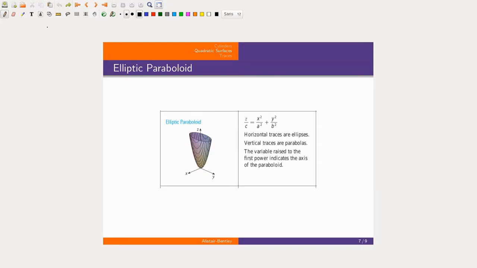The final quadratic surface that I'd like you to be familiar with is that of the elliptic paraboloid. Now, the key feature of the equation for the elliptic paraboloid is that 2 of the variables are going to be quadratic, while the third component is going to be linear. So in the example equation presented here, we can see that the x and y terms are quadratic, while the z component is linear. And it turns out that the linear variable is going to indicate the axis of the paraboloid. So as you can see, the paraboloid moves up the z-axis in this case. Of course, you could also have the x or the y term being the linear term, in which case the paraboloid would move along the x or the y axis.